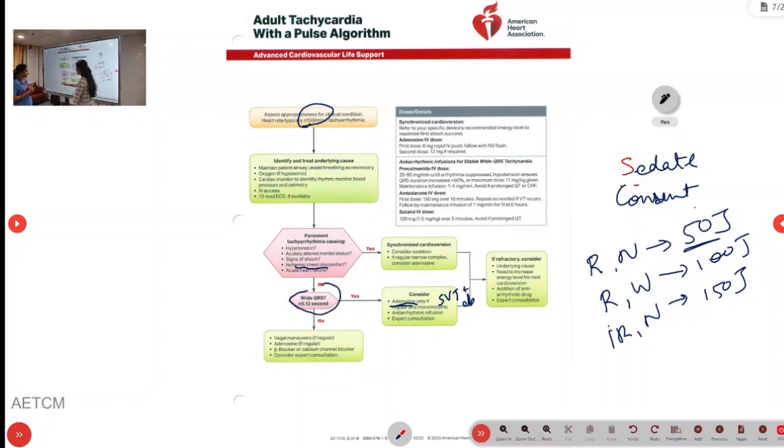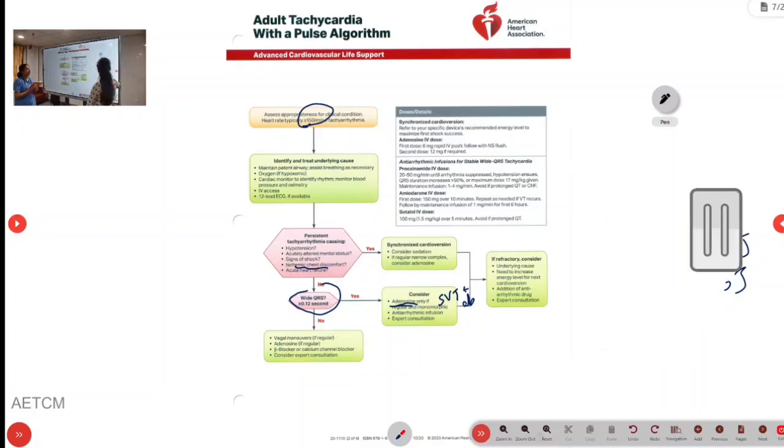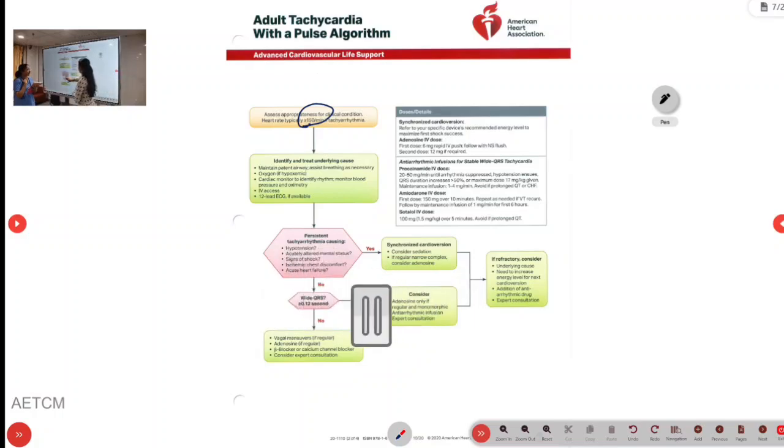Okay, so first we will have to do vagal maneuvers. So what was done for the patient? We gave a vagal maneuver, carotid massage, but it did not work. So how will you do carotid massage? Before doing carotid massage, should we rule out something? Carotid bruit. So you need to auscultate over the carotid region. So where should you auscultate?